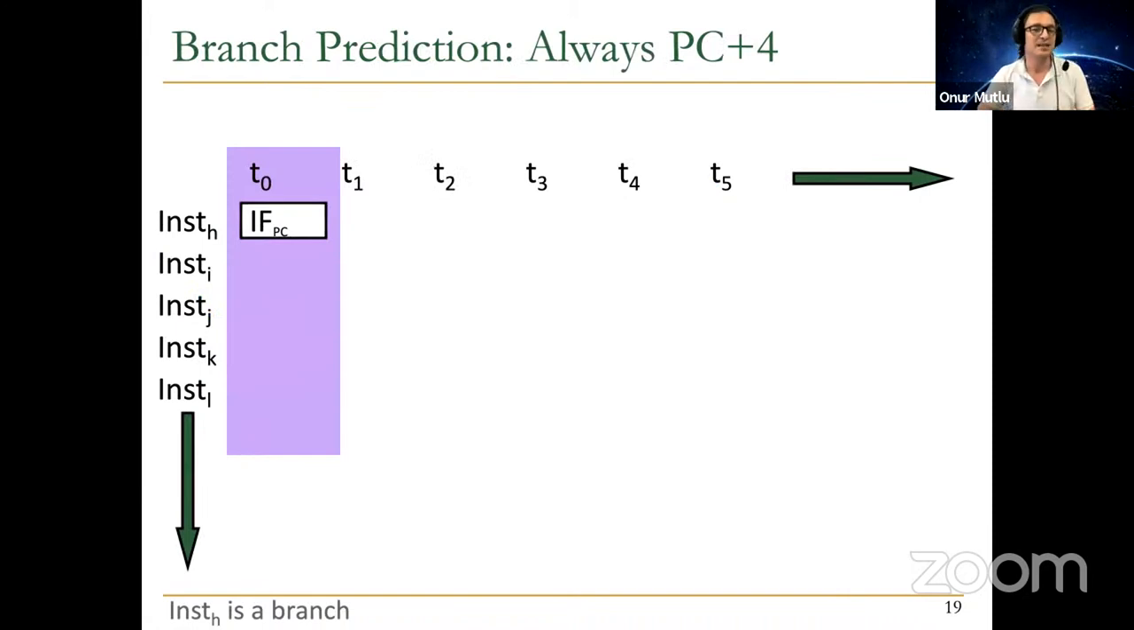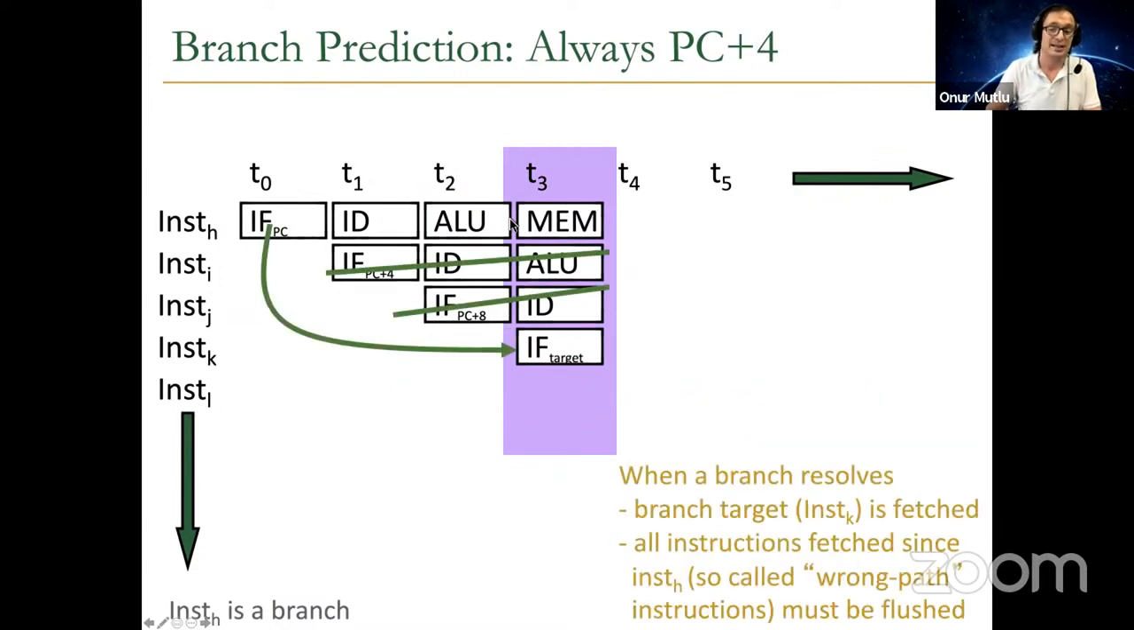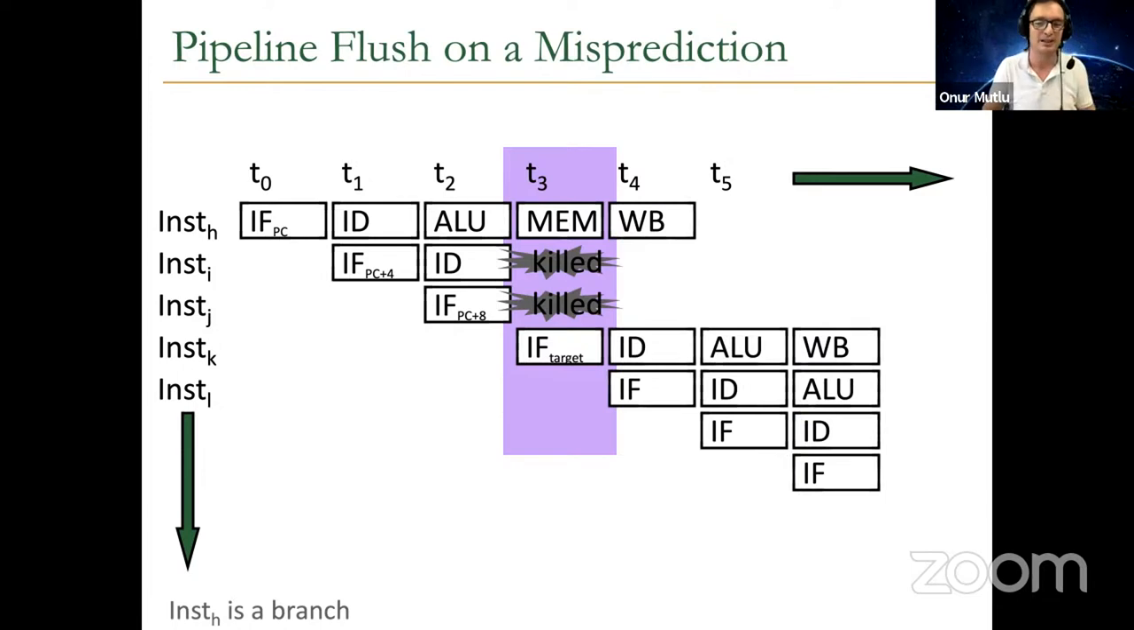Okay, so always PC plus four, we're familiar with it. I'm not going to talk more about it basically, but instruction, branch condition, and target are evaluated in the ALU. And essentially when a branch resolves, if the target address is not matching PC plus four, or if the branch is taken and you predicted not taken, then you flush the wrong path instructions. So we discussed that you actually have a two instruction bubble in your pipeline. Of course, this depends on how deep and wide your pipeline is. As we also discussed, this is the simple pipeline that we were building on earlier.